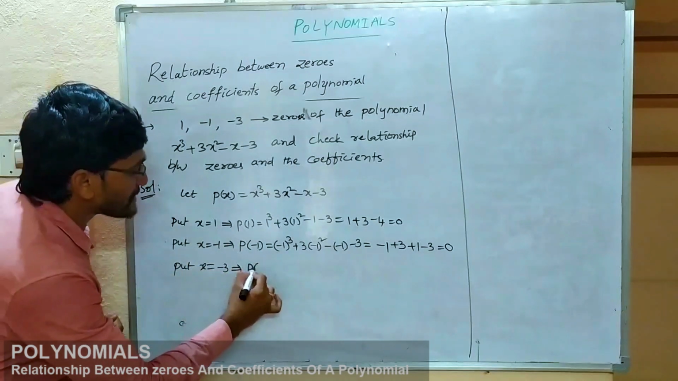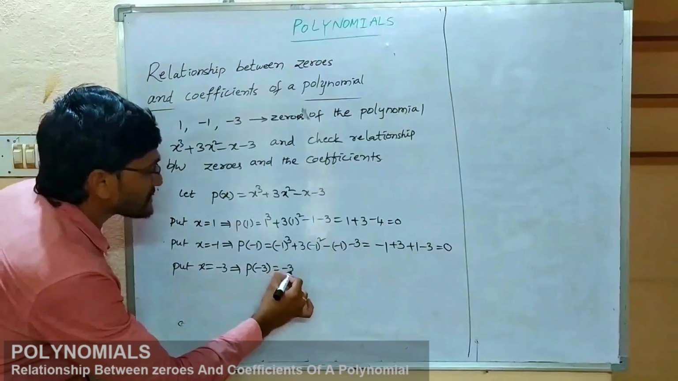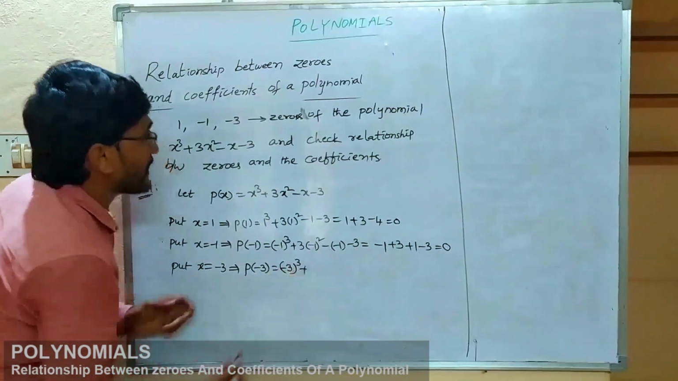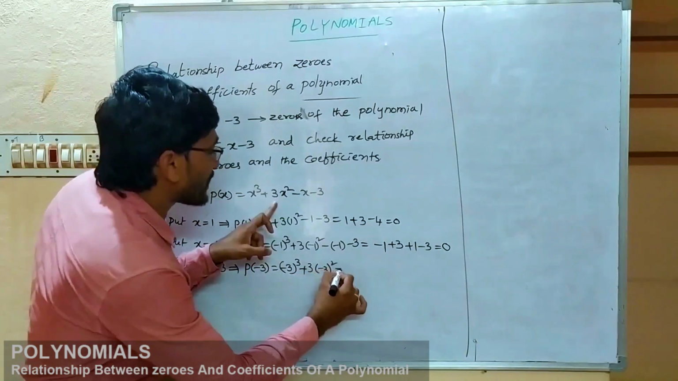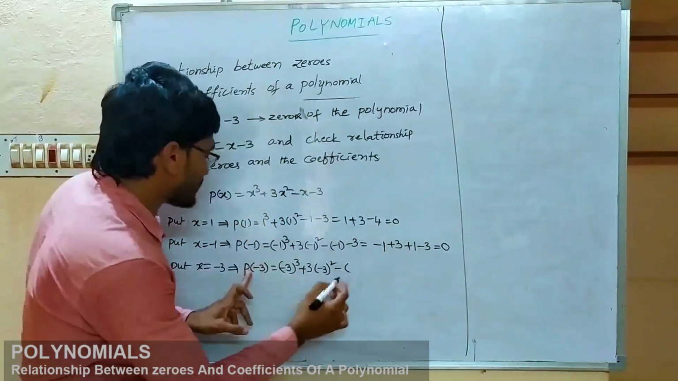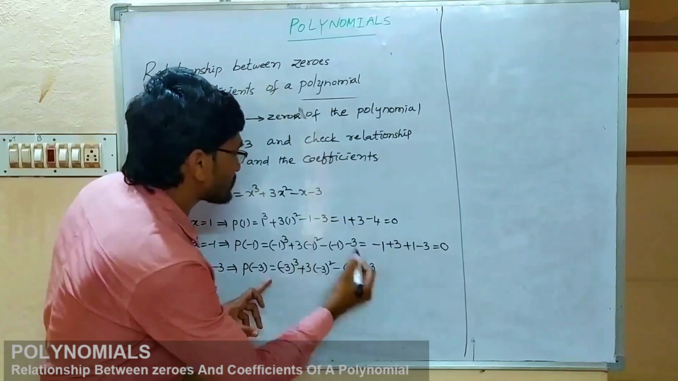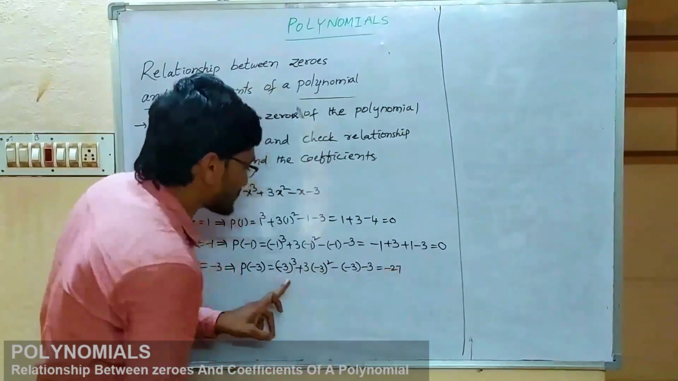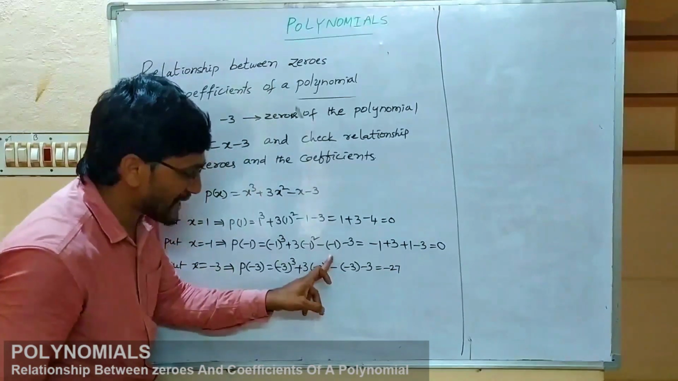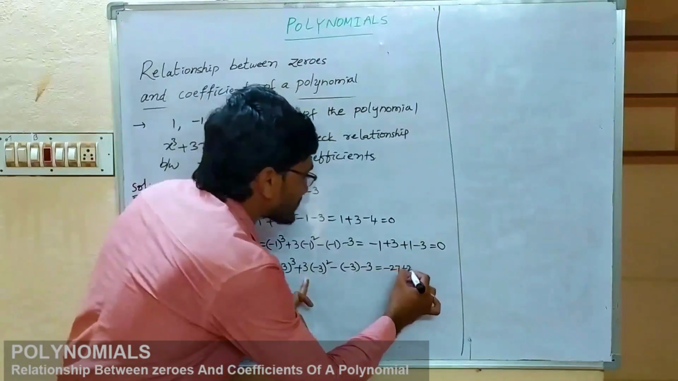Put x is equal to minus 3. So p of minus 3 is equal to (minus 3) whole cube plus 3 into (minus 3) whole square minus (x value, which is minus 3). Minus 3 whole cube is minus 27. Minus 3 whole square means 9, 9 into 3 is 27.